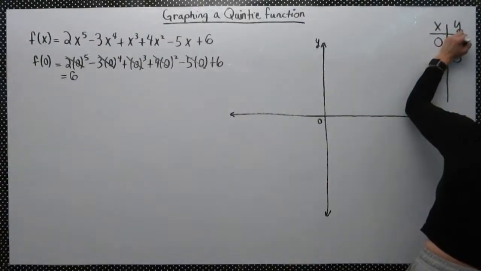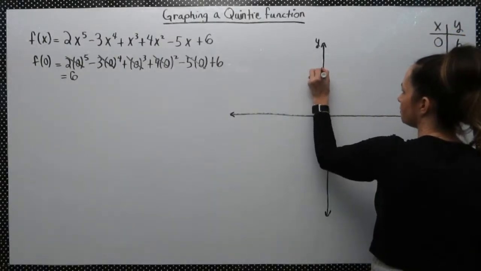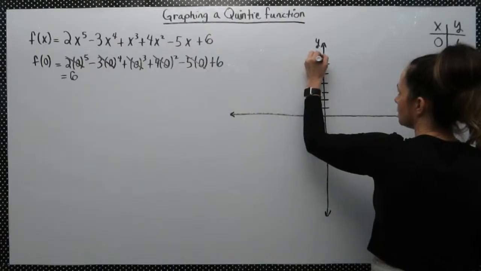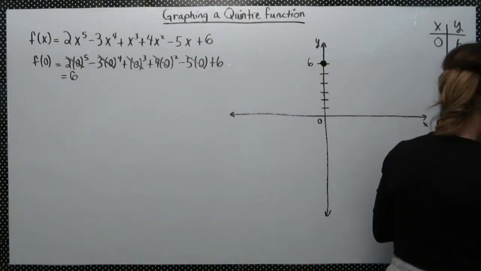And we've got our first critical point on the graph. 1, 2, 3, 4, 5, 6. And we've got our first little ordered pair, (0, 6).